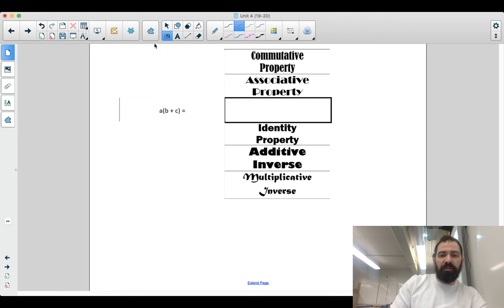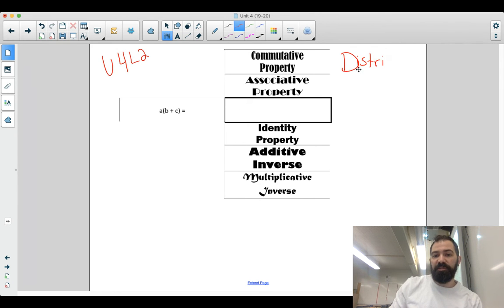Today we are going to talk about Unit 4, Lesson 2, and our goal here is to understand what the distributive property is. We're going to look at the last of the properties that we talked about in our last lesson, the distributive property. That's the one that we kind of skipped over, because we want to spend a little bit more time understanding it.